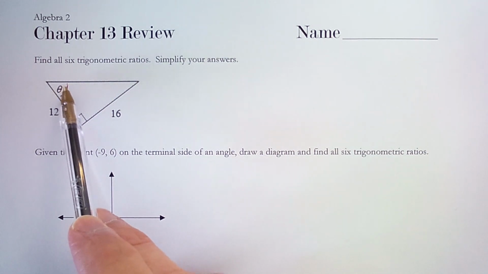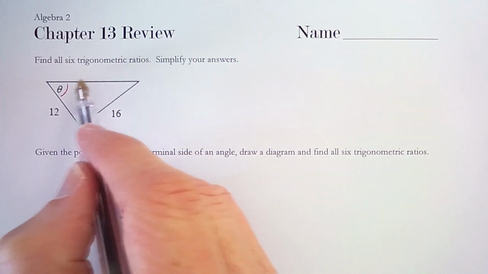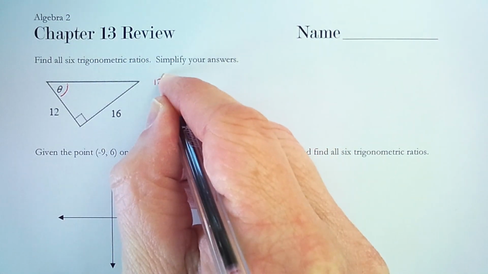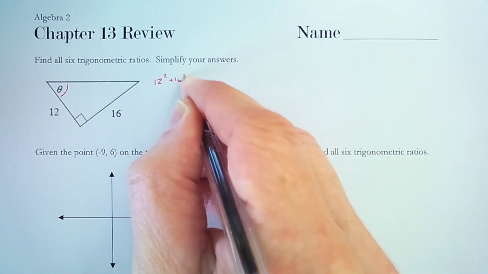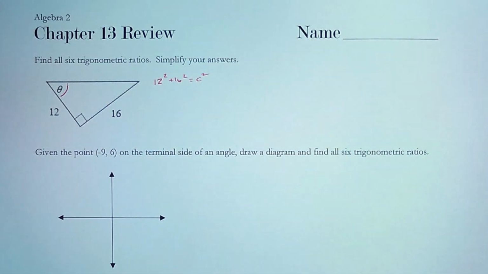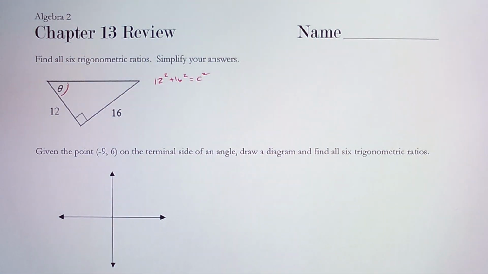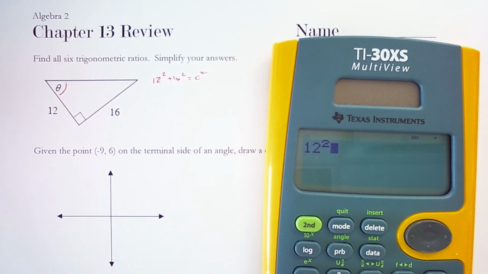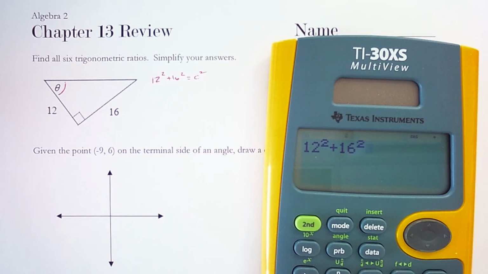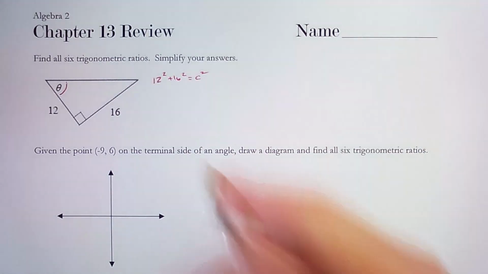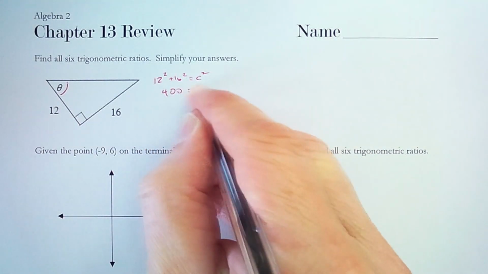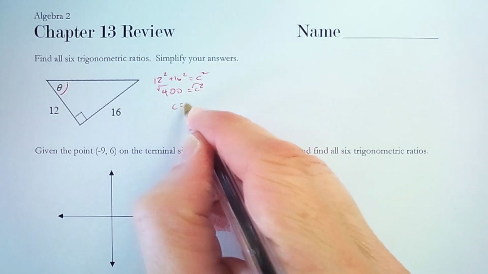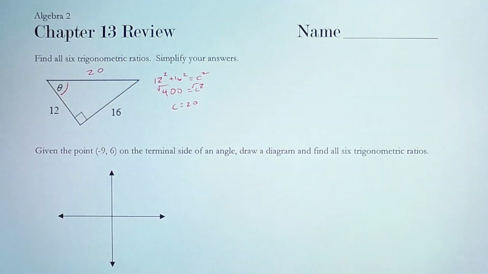Now, in order to do this, we need to know the length of this hypotenuse. So we're going to use the Pythagorean theorem, 12 squared plus 16 squared equals c squared. So in our calculator, we've got 12 squared plus 16 squared is 400. So 400 equals c squared, and the square root of 400 is 20. So we've got 20 here.